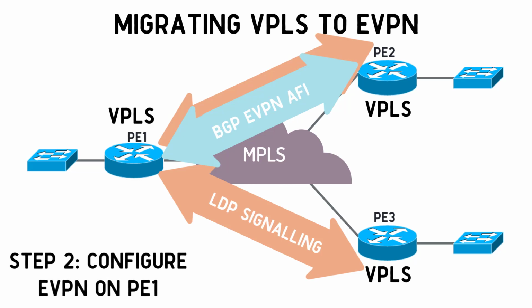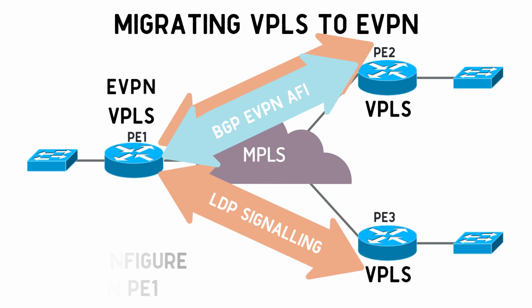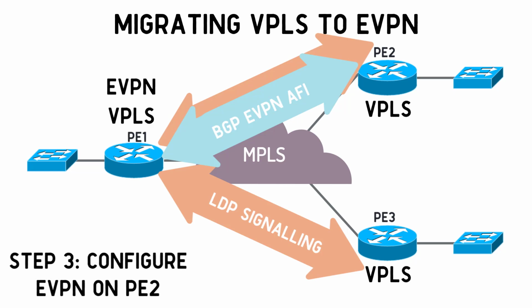Next, now that the control plane is up, we can focus on the access side configuration, that is EVPN specific configs like EVI and if we want to advertise MACs or not and so on. Okay, let's do this one at a time. So we configure EVPN on P1 first. The third and the final step, configure EVPN on P2 the same way we did on P1 just now.